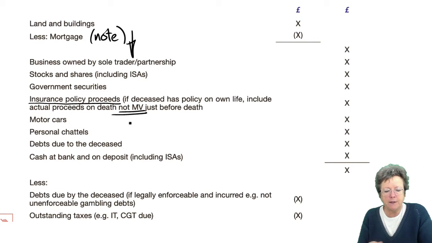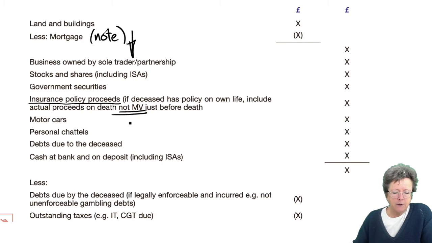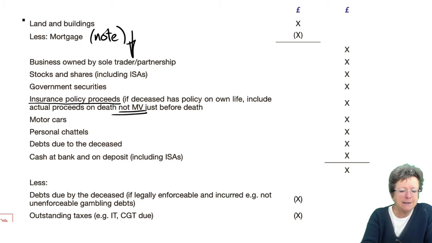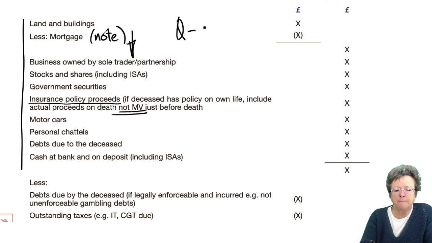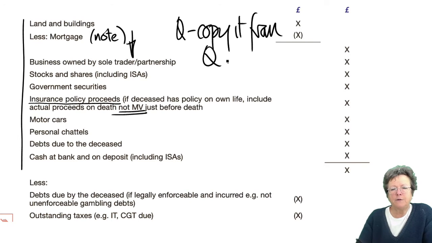Okay, they may give you two figures in the question if you have to do one of these. Use the proceeds received, not the market value. Cars, chattels, debts due to the deceased. So that could be things like if anybody owes you anything, the revenue may owe you something. Cash and bank, you'll notice it's in liquidity order. Don't worry about that too much. If you get a list like this in the exam question, just copy it. Okay, and there's normally half a mark for copying correctly, so make sure you do.